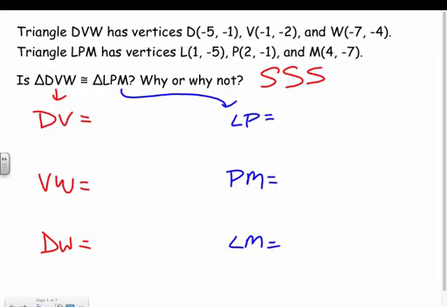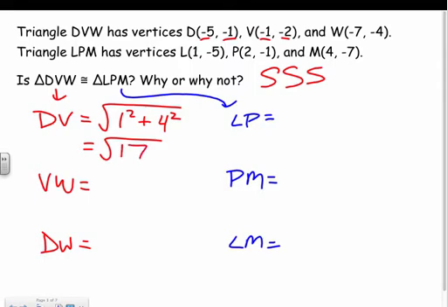You guessed it, distance formula. So the square root, looking at DV, the distance between my y's is 1, so I'm going to take 1 squared. The distance between my x's is 4, so 4 squared. So I get the square root of 1 plus 16, which is 17. Skipping some steps here. Let's see if it's the same as LP.